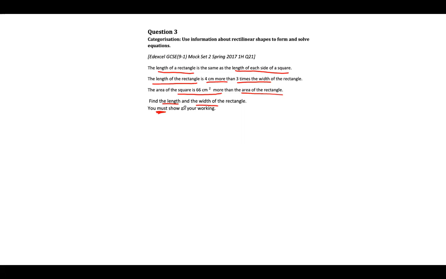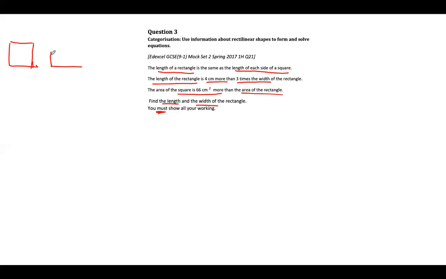Obviously, use the sketching to label the sides, and that's how you make this type of problem more visual and easier to find the solution. So we have a rectangle and a square in the problem. Let's draw a square, roughly. The length of the rectangle is the same as each side of the square, so this is the side of the square.